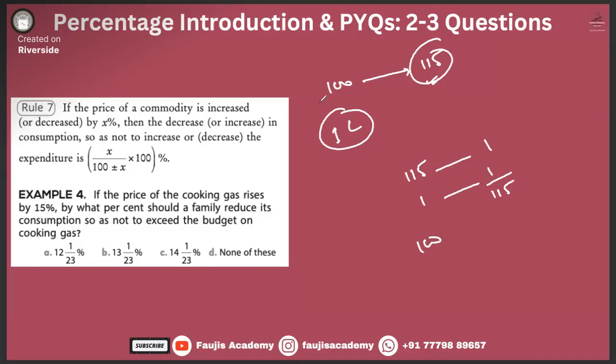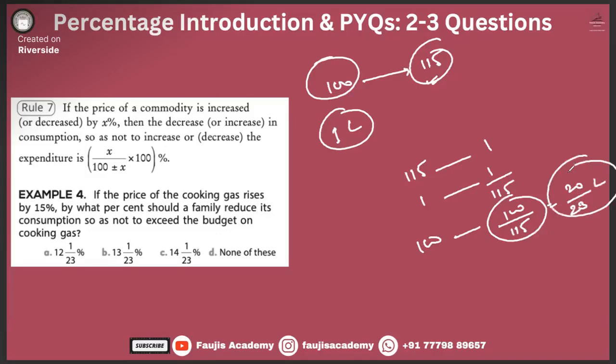So in 1 rupee, 1 by 115 liters will come. That means their budget remains the same, so as not to exceed the budget, it will be 100 divided by 115. So we will be able to find how much? 20 divided by 23 liters, which is less than your earlier value of 1 liter. Earlier you used to buy 1 liter. Now you are able to buy only 20 by 23 liters. Then how much less are you buying? You are buying 3 by 23 liters less, isn't it?